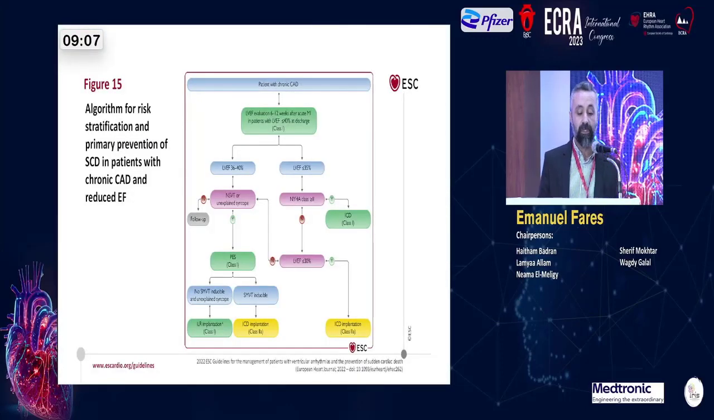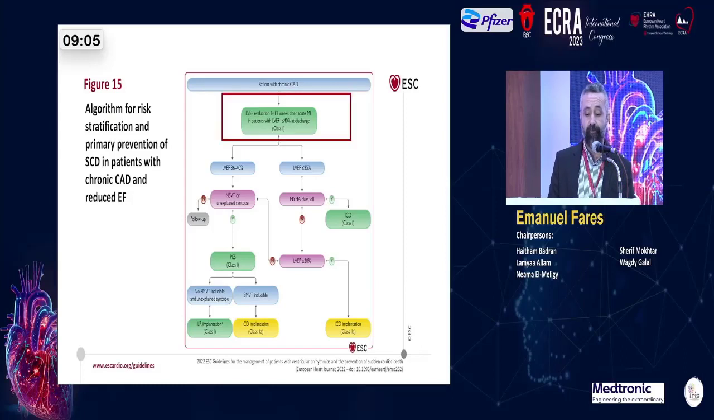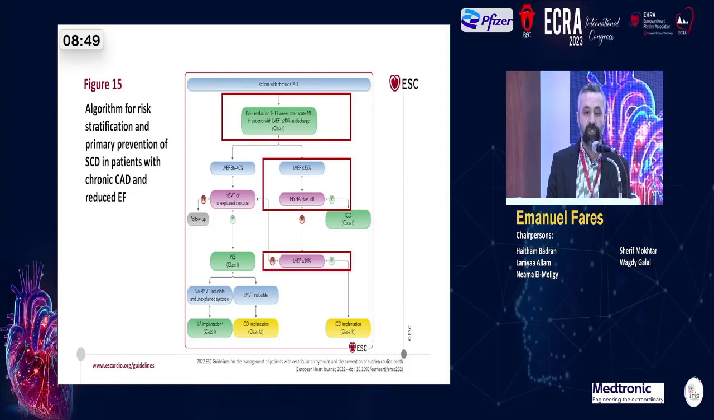What does the guideline say? We will do an echo for the patients to evaluate the ejection fraction 6 to 12 weeks after an acute myocardial infarction. If the ejection fraction is severely depressed below 35 and the patient has heart failure symptoms, or the ejection fraction is below 30, even in the absence of heart failure symptoms, these patients need an ICD.